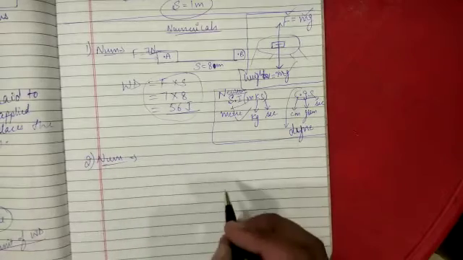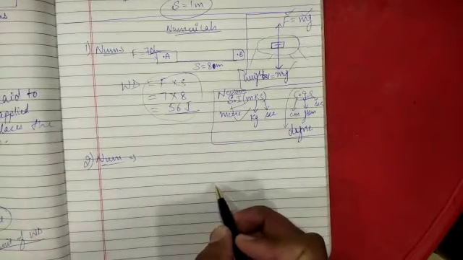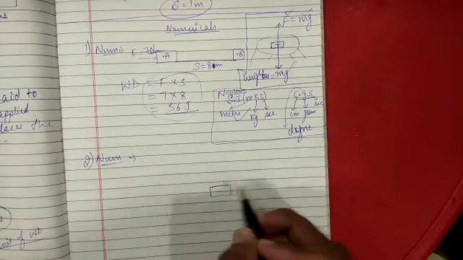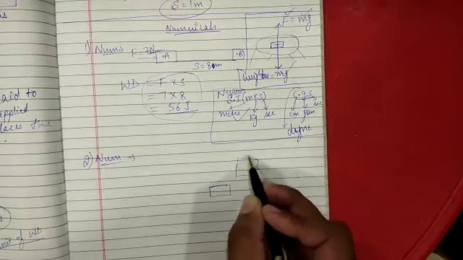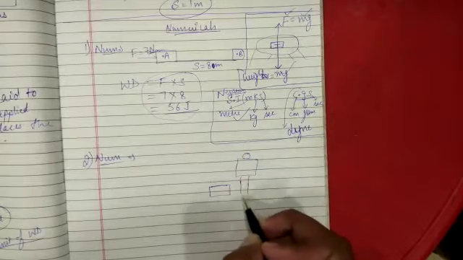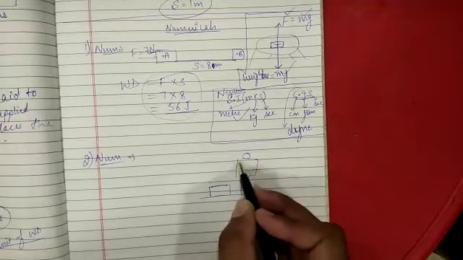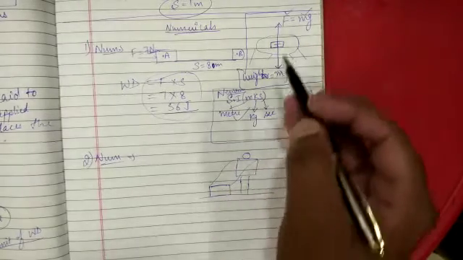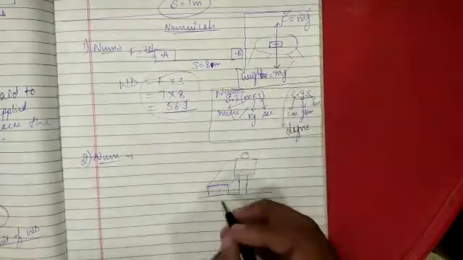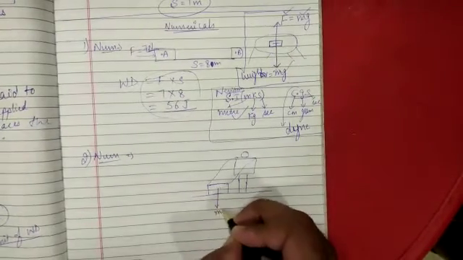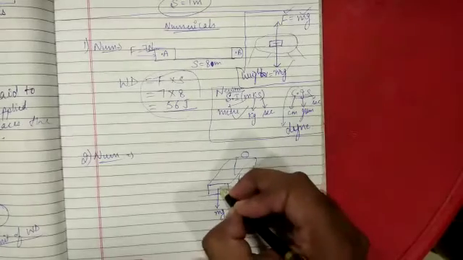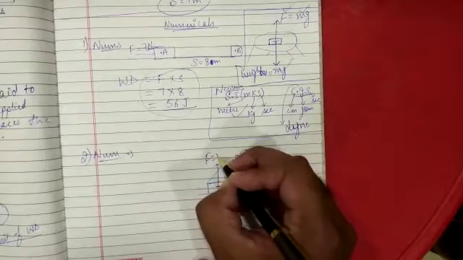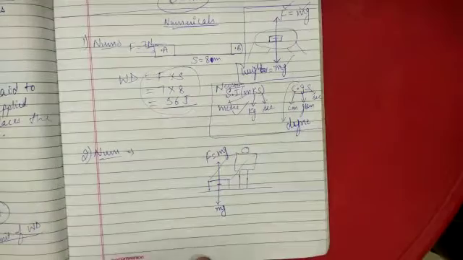A coolie lifts a luggage. Luggage means any suitcase or anything lying on the ground, and here the coolie is standing on the ground and picking it up with his hands. As I told you, whenever anything is lying on the ground, its weight acts downwards. So to pick this up, the coolie has to apply force equal to weight.